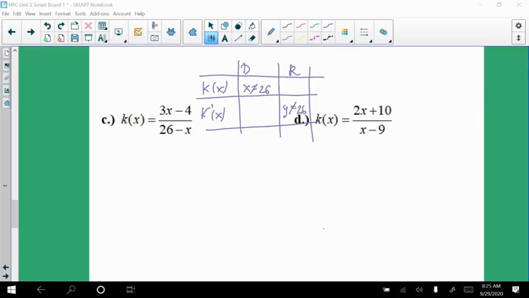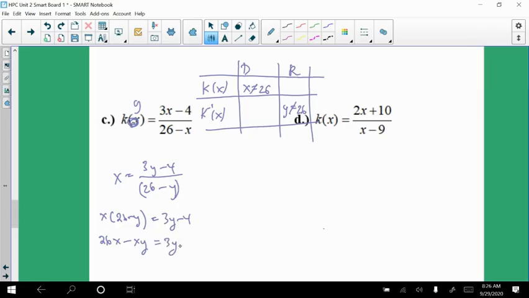Okay, let's solve for the inverse. So this was a y, right? We can think of it as a fancy y. So y equals 3x minus 4 over 26 minus x. So let's make it x equals 3y minus 4 over 26 minus y. And let's solve for y. So we're going to multiply this quantity to the other side. So it's become x times 26 minus y equals 3y minus 4. We can multiply. So 26x minus xy equals 3y minus 4.